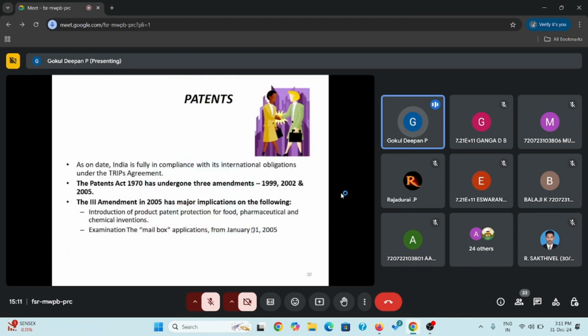As on date, India is fully compliant with international obligations under the TRIPS agreement. The Patent Act 1970 has undergone 3 amendments: 1999, 2002 and 2005. The amendment in 2005 has major implications on the following: introduction of product patent protection for food, pharmaceutical and chemical inventions, and examination of the mailbox applications from January 1, 2005.